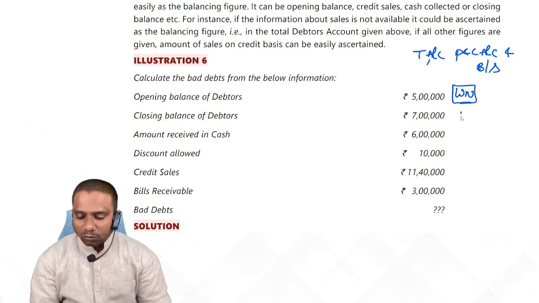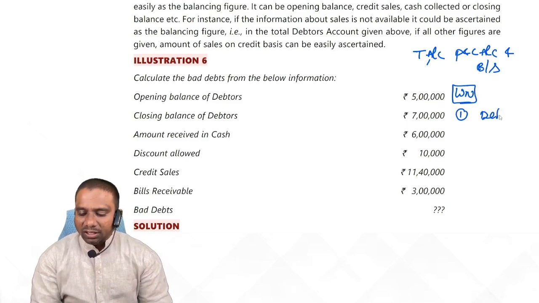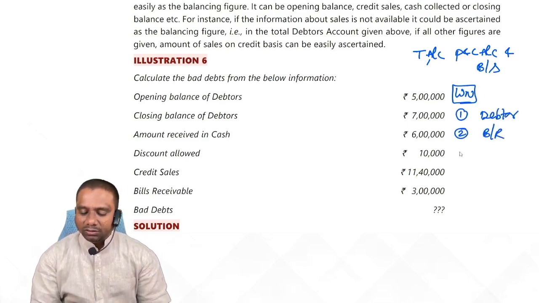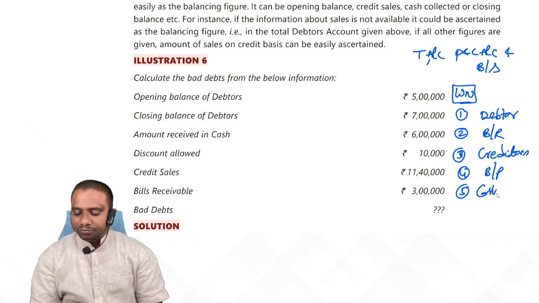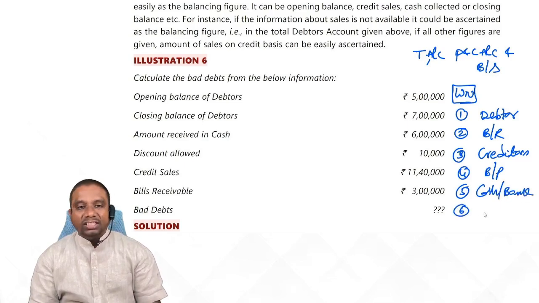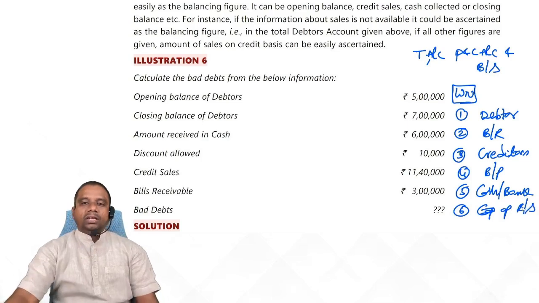What are the working notes? First one, debtors account. Second one, bills receivable account. Third one, creditors account. Fourth one, bills payable account. Fifth one, cash or bank account. Sixth one, if there is any need, then we prepare the opening balance sheet.